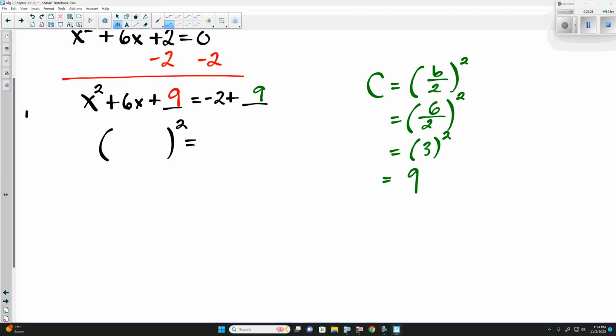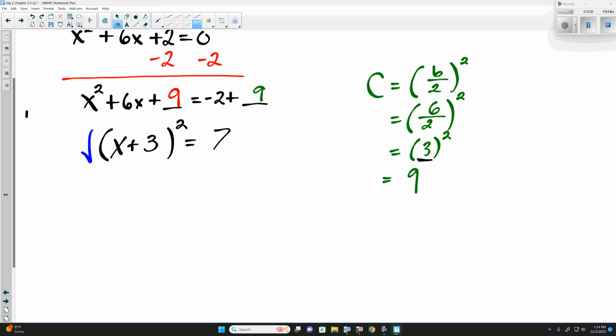Any questions on how we got to this point here? Now we need to factor x squared plus 6x plus 9. So we'd have x plus 3, because the number inside the parentheses before we squared it was positive 3. -2 plus 9 is 7.